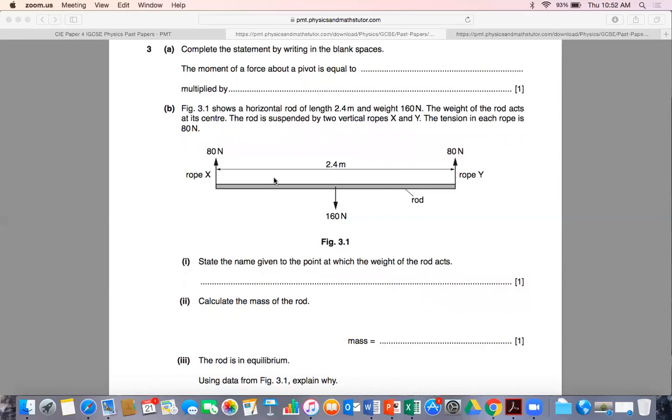Force multiplied by perpendicular distance from the pivot. Remember when we did the Star Wars thing? I wrote force and distance only. You have to write the perpendicular distance from the pivot. So the moment of the force about a pivot is equal to the force multiplied by the perpendicular distance from the pivot. Okay. Thank you.